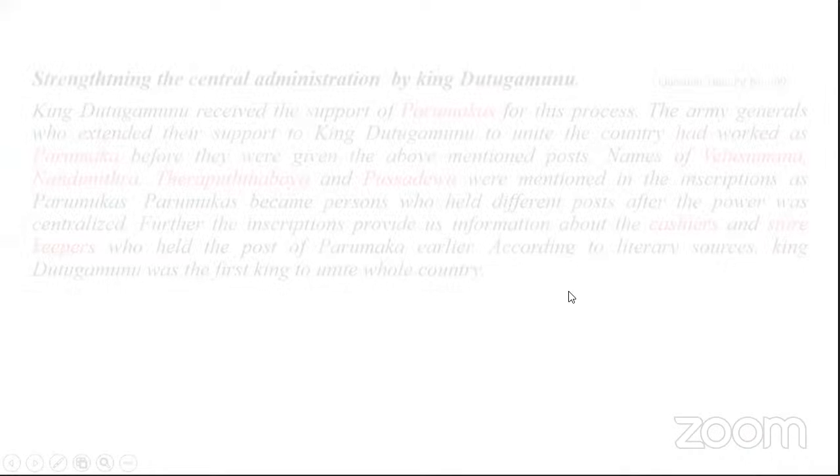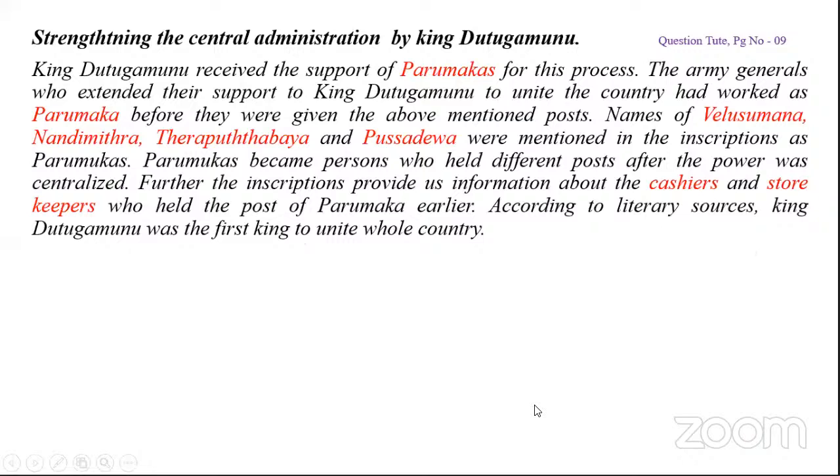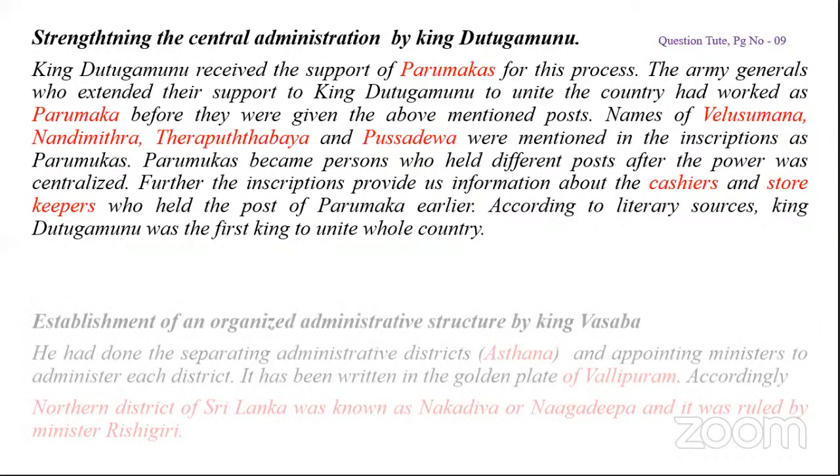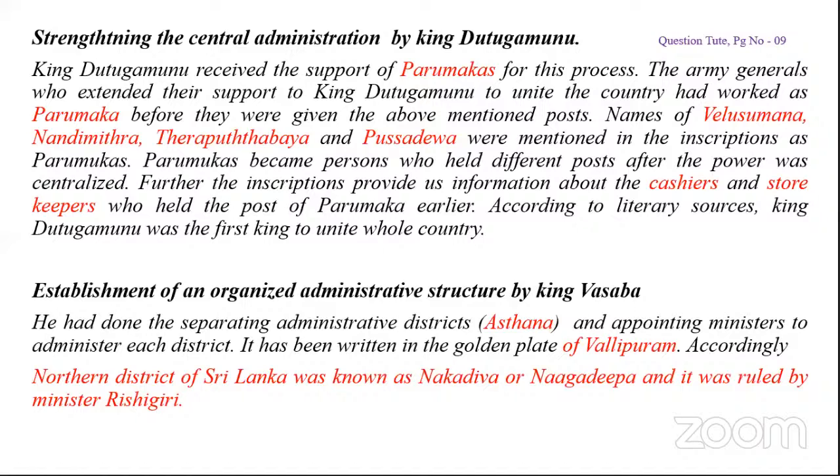Strengthening central administration by whom? King Dutugamunu. He used the support of Parumakas, the army generals who extended their support to King Dutugamunu to unite the country. They were Parumakas before joining the army: Velusumana, Nandimitra, Theraputtabhaya, Pustadeva. They were mentioned in inscriptions as the Parumakas before joining the army. And further, the inscriptions provide us information about the cashiers and storekeepers who held the post of Parumaka earlier. The establishment of an organized administrative structure was by Vasabha. These things we wrote in the short note. Now just complete this.